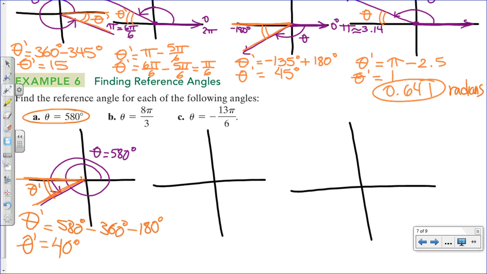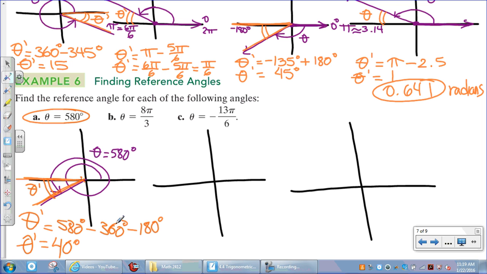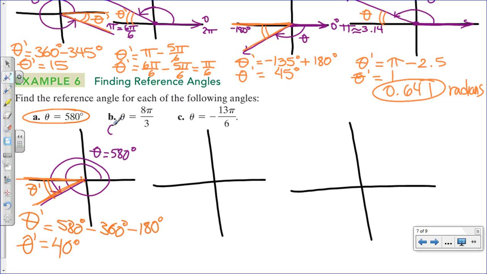Okay, the next one is 8 pi over 3. If we were to convert this to a mixed fraction, it will be something like 6 pi over 3 plus 2 pi over 3. So that is 2 pi plus 2 pi over 3. Now, when we talk about radians, the whole circle is going to be 2 pi, and half the circle is pi.